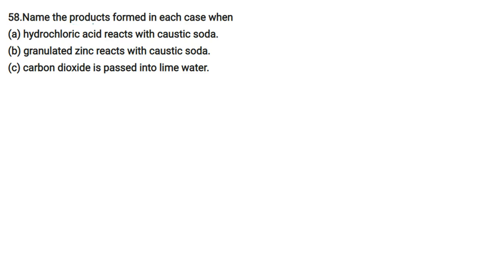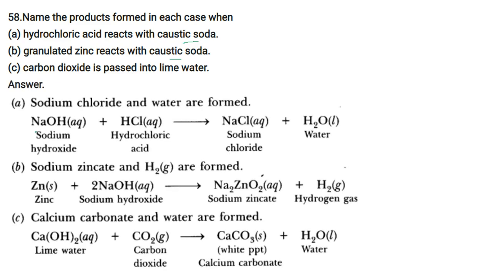Name the products formed in each case when hydrochloric acid reacts with caustic soda, granulated zinc reacts with caustic soda, and carbon dioxide is passed into lime water. So NaOH, sodium hydroxide, combined with hydrochloric acid will give you sodium chloride and water. Zinc combined with sodium hydroxide gives you Na2ZnO2, which is sodium zincate, and hydrogen gas will be liberated. Calcium hydroxide, which is lime water, combined with carbon dioxide will give you CaCO3, a white precipitate, which is calcium carbonate.